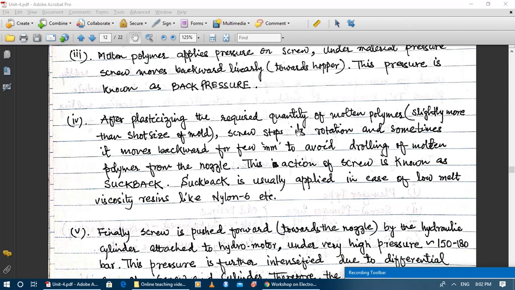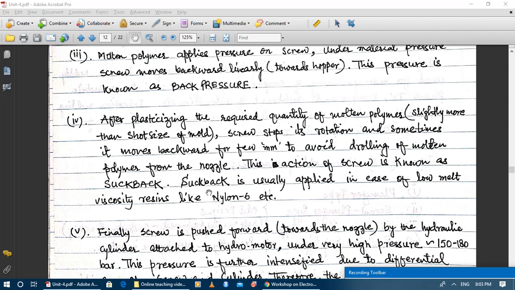The screw stops its rotation and sometimes it moves backward for a few millimeters to avoid drooling of molten polymer from the nozzle. This action of the screw is known as suck back. Suck back is usually applied in the case of flow of low melt viscosity resins like nylon 6, etc.